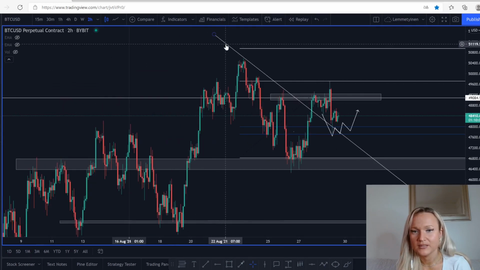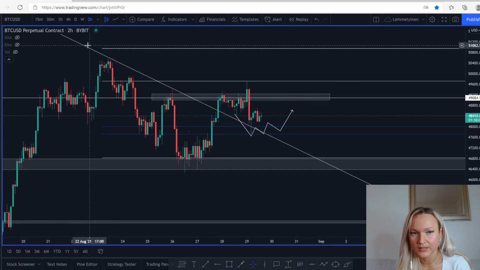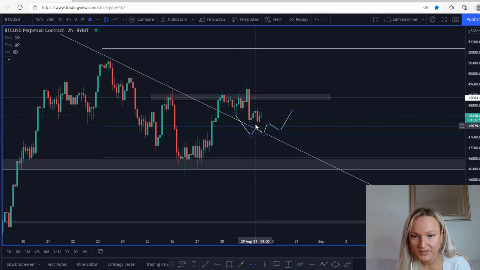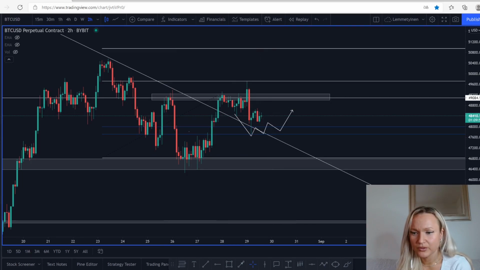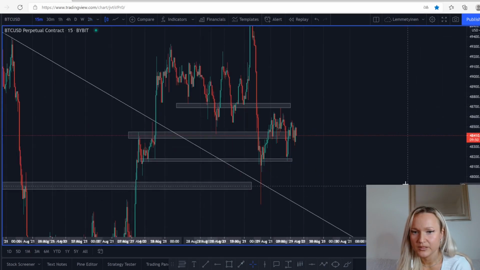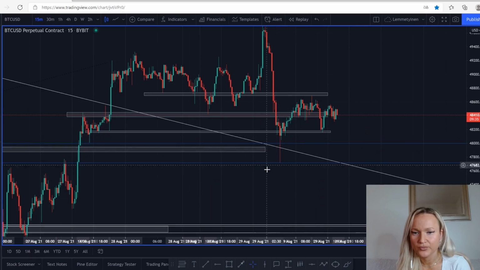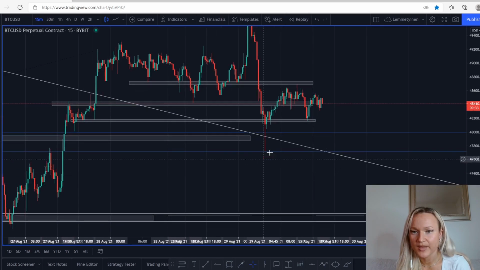We could see that it did retest the trend line to the downside. It broke the trend line, consolidated, spiked to the downside, came down to the Fibonacci level. And if we go to the lower time frames, we do see that the market just spiked down right into the Fibonacci level that we do have.